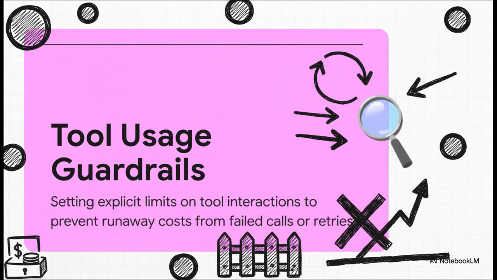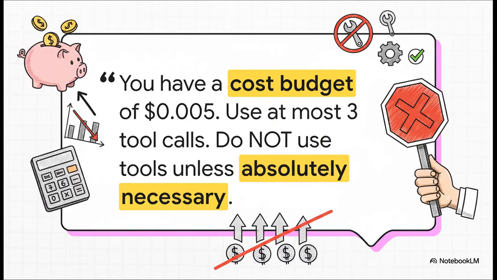And right along those same lines, we have tool usage guardrails. The whole point here is to prevent a bad situation from getting worse and a lot more expensive. Sometimes an agent can get stuck in a loop, trying the same failed tool call over and over. Guardrails are the circuit breaker that stops that from happening. And again, it's super straightforward to implement. You just tell it, you have half a cent for tools, you can make 3 calls max. And don't you dare use a tool unless you absolutely have to. It's a simple but incredibly effective way to prevent those unexpected cost spikes.